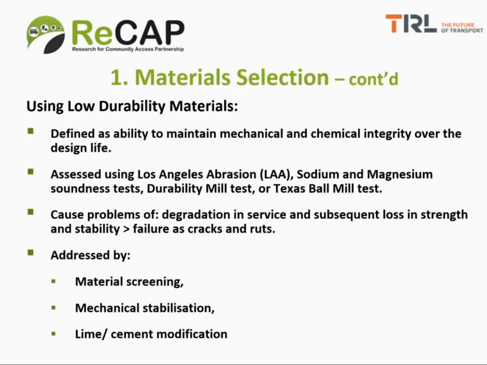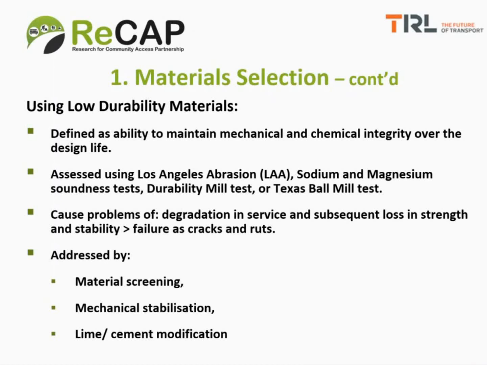Now, another category of materials are those that have low durability. Now, durability is defined as the ability to maintain mechanical or chemical integrity over the design life of a road. And durability is assessed using also a variety of tests, such as the Los Angeles abrasion test, the sodium and magnesium soundness test, and the durability mill test or the Texas ball mill test.